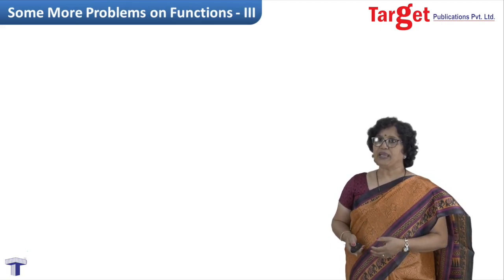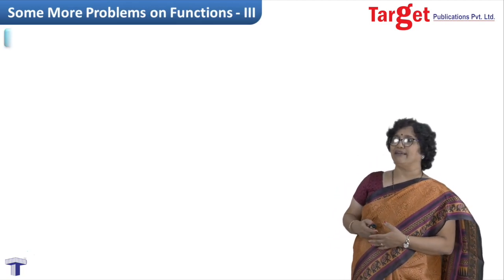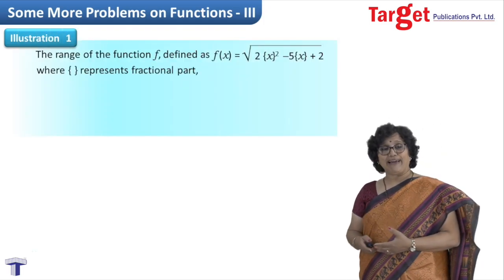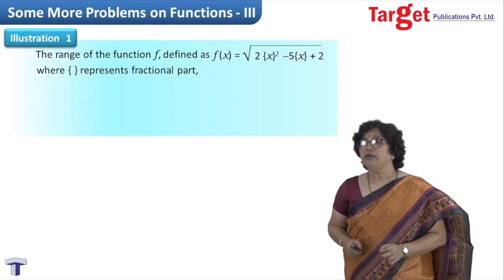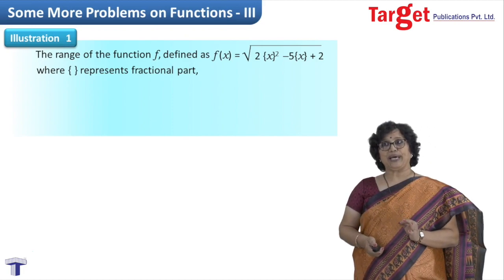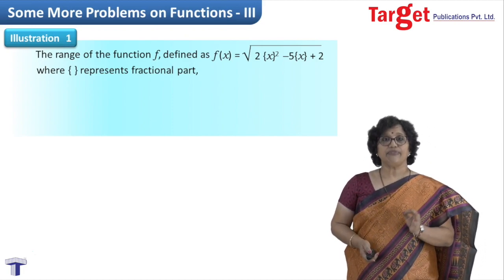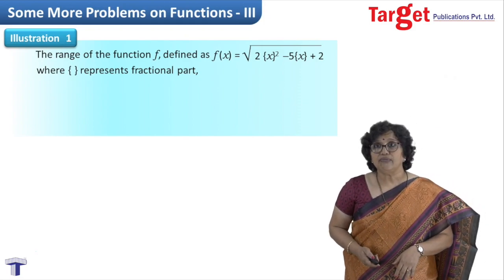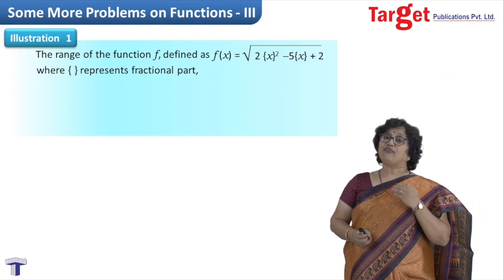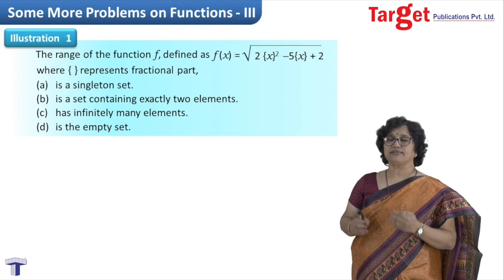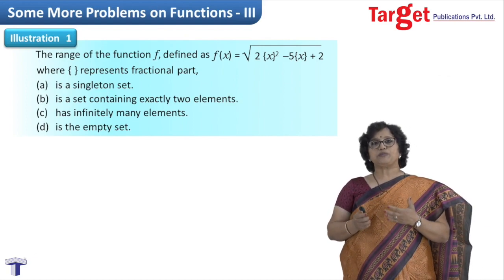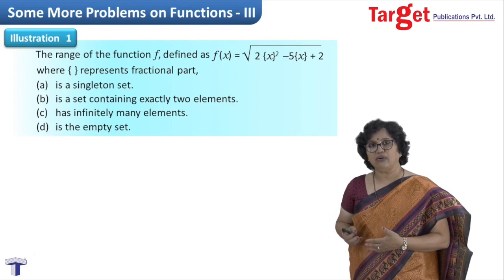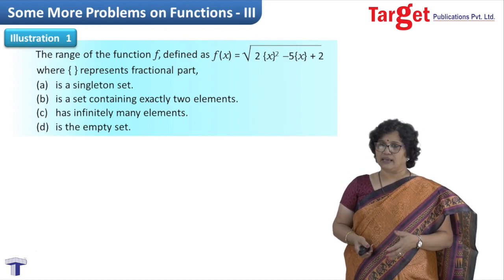Let us start. The first question is, we have to find the range, and the function f(x) is defined as square root of 2 times {x} squared minus 5 times {x} plus 2, where {x} is the fractional part of x. And we are asked to find the range. For the range, we have various options.